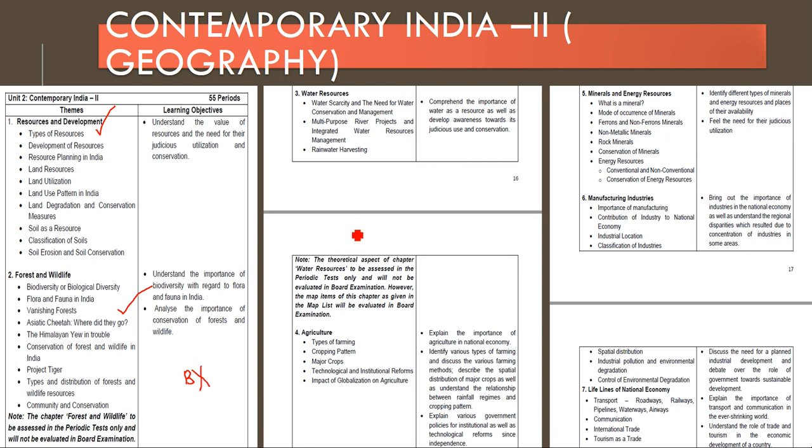Water resources. Last year this chapter was not included, but this year they have made the map items of this chapter evaluated in the board exams. Only the map. The rest will be assessed in the periodic test. Then agriculture, minerals and energy resources, manufacturing industries and lifelines of national economy. Geography is a little lengthy, but the chapters are interesting.